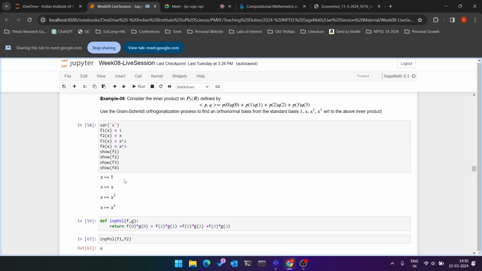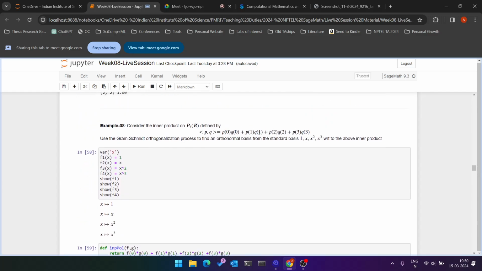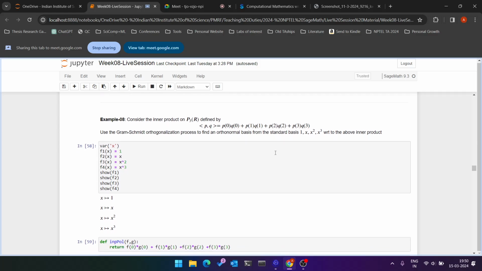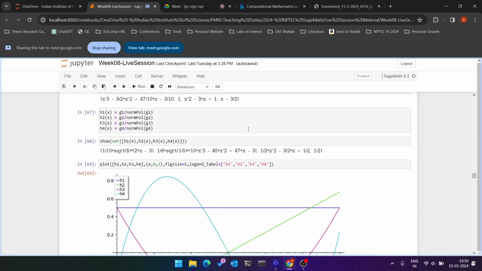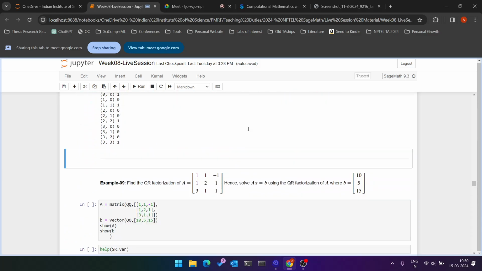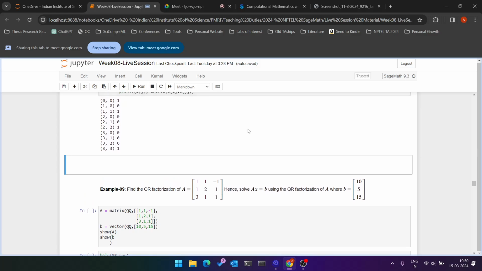Okay, so for this particular inner product and this set of standard bases, we have been able to use the Gram-Schmidt orthogonalization to find a new orthonormal basis. Okay, any doubts with this?